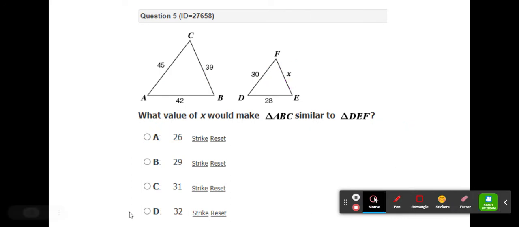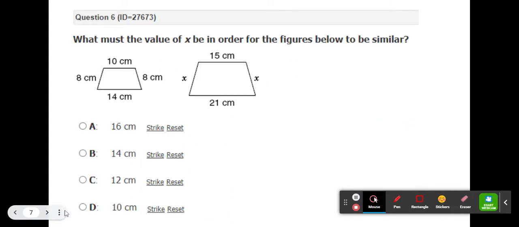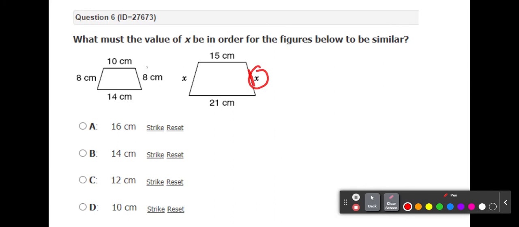All right, question 6. What must the value of x be in order for the figures to be similar? So if they're similar, the sides are in proportion. So this is similar to the last question. The x matches up with 8, so I'm going to use that one. And then I can use any of the other two that match up.